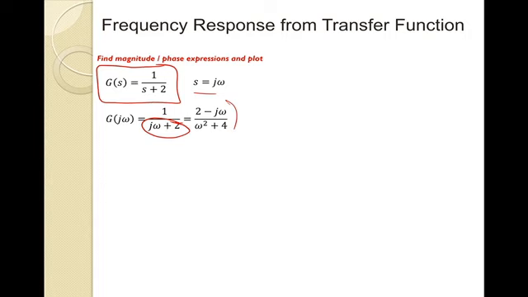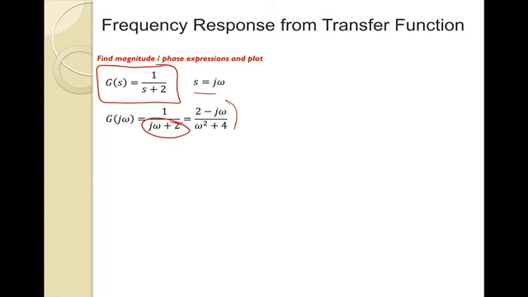So I start with 1 over j omega plus 2. This is what I have. I don't like to leave a complex number in the denominator, so I'm going to multiply this by 1, using its complex conjugate, which is negative j omega plus 2 over negative j omega plus 2. So I'm taking the original and multiplying it by 1. And so what we're left with in the numerator is just 2 minus j omega. That's what you see.